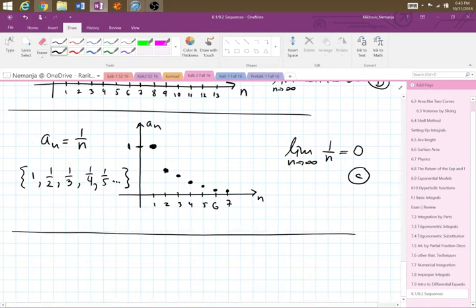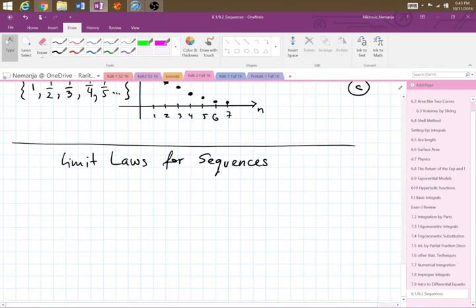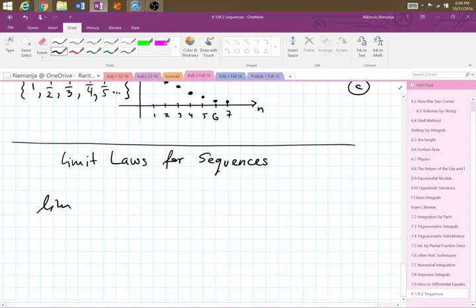So now that we take care of that, we understand convergence, divergence, and graphing better as a series of dots rather than the line. We can talk about limit laws for sequences. And this is where we are going to have those limits pretty much repeated from what you guys saw in Calc 1 at one point.